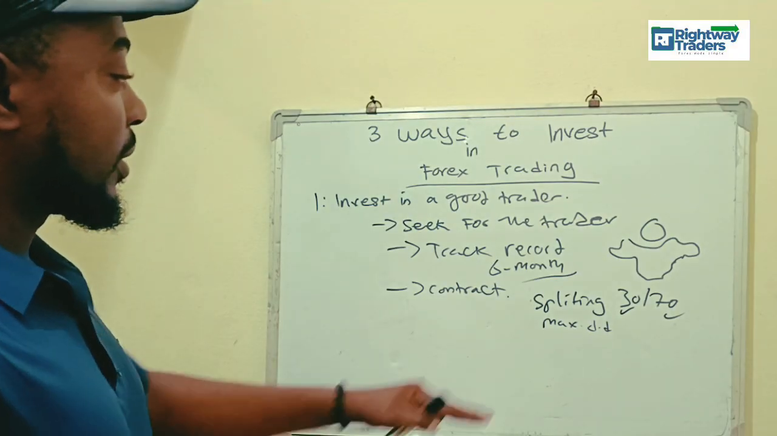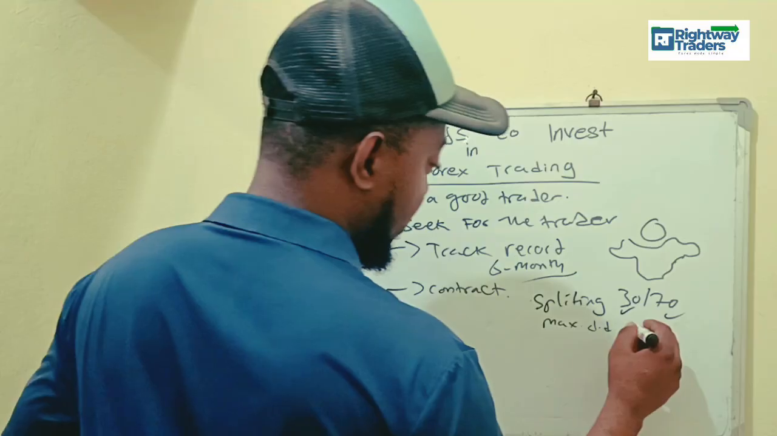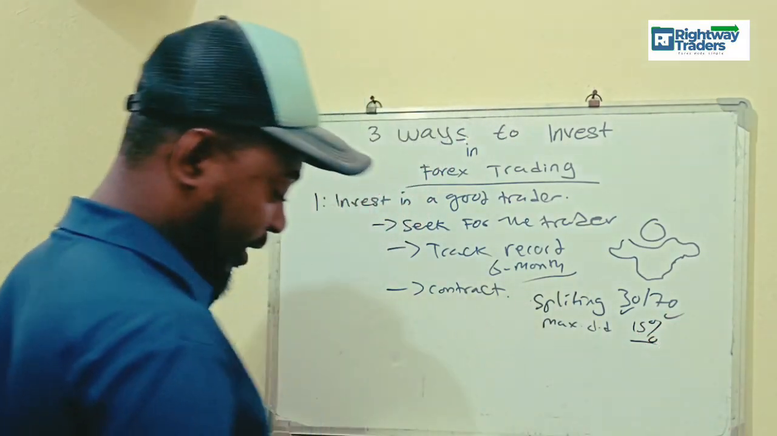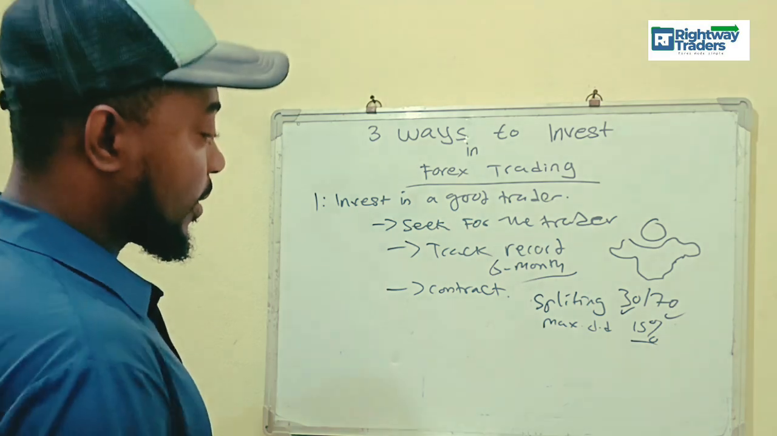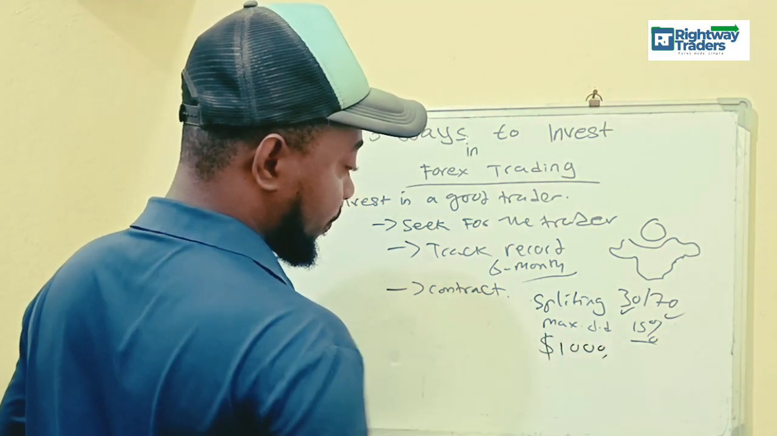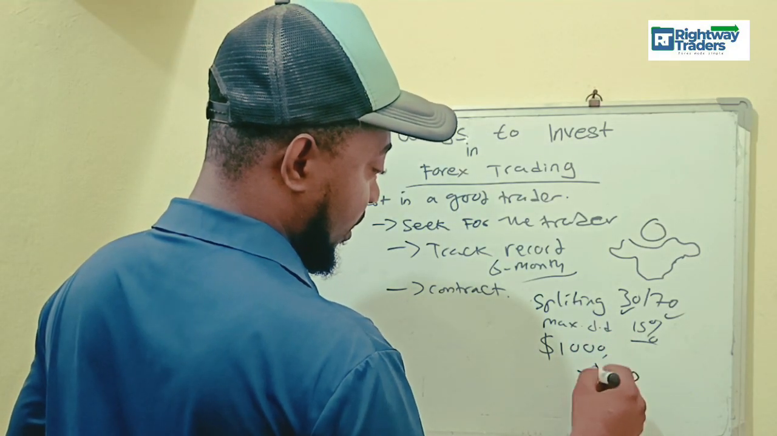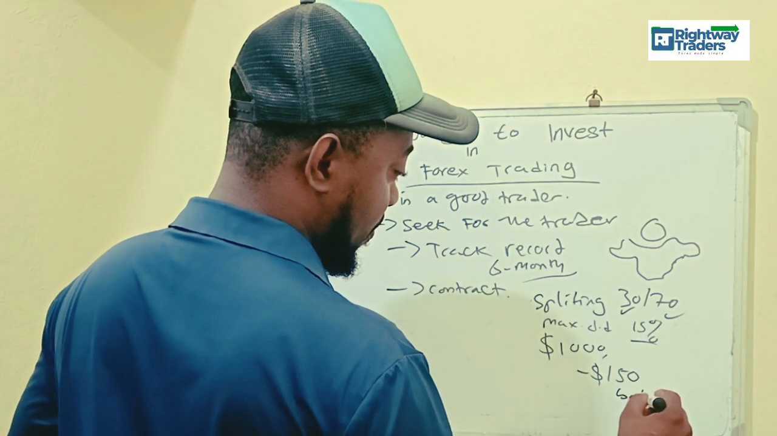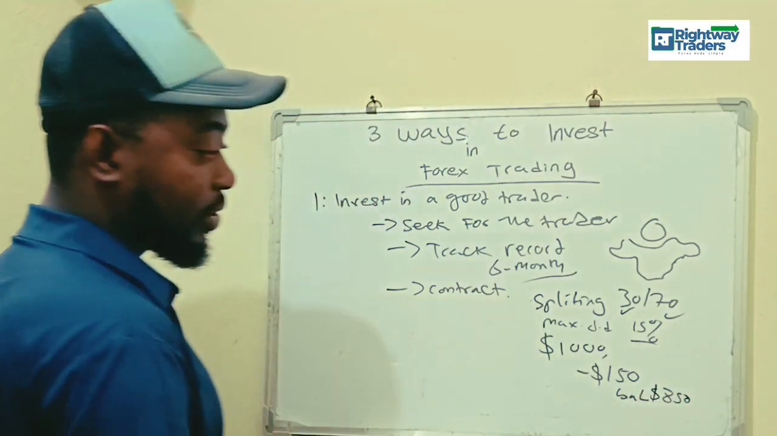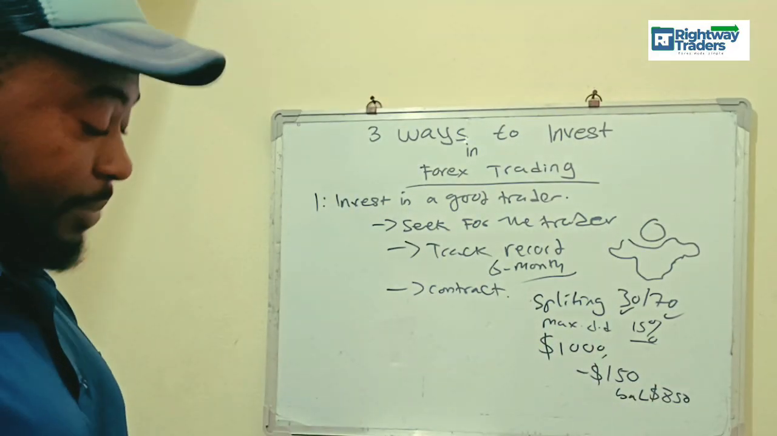You make the contract with the trader with how much you want to split, the maximum drawdown you can go for. Let's say maybe you say if the trade goes less than 15%, the contract should be off. That means if you invest, let's say $1,000, okay, it means if it reduces by $150, anytime you lose $150, the balance will now become $850. Then you end the contract with the trader and stop trading and go with your loss. This should be part of your agreement.